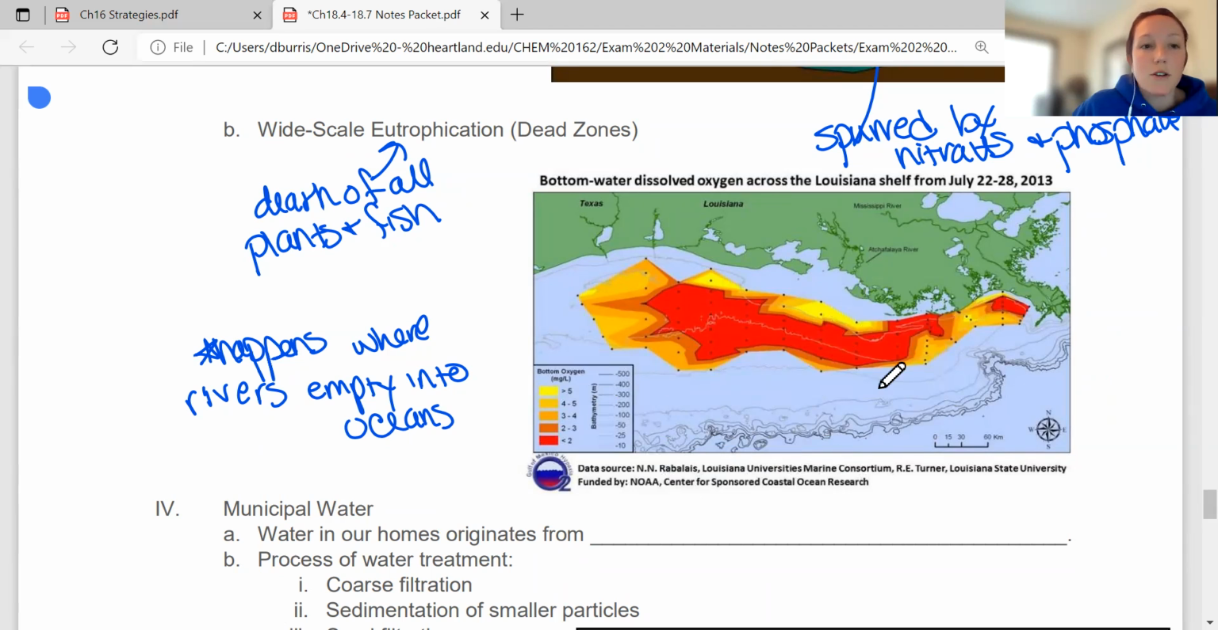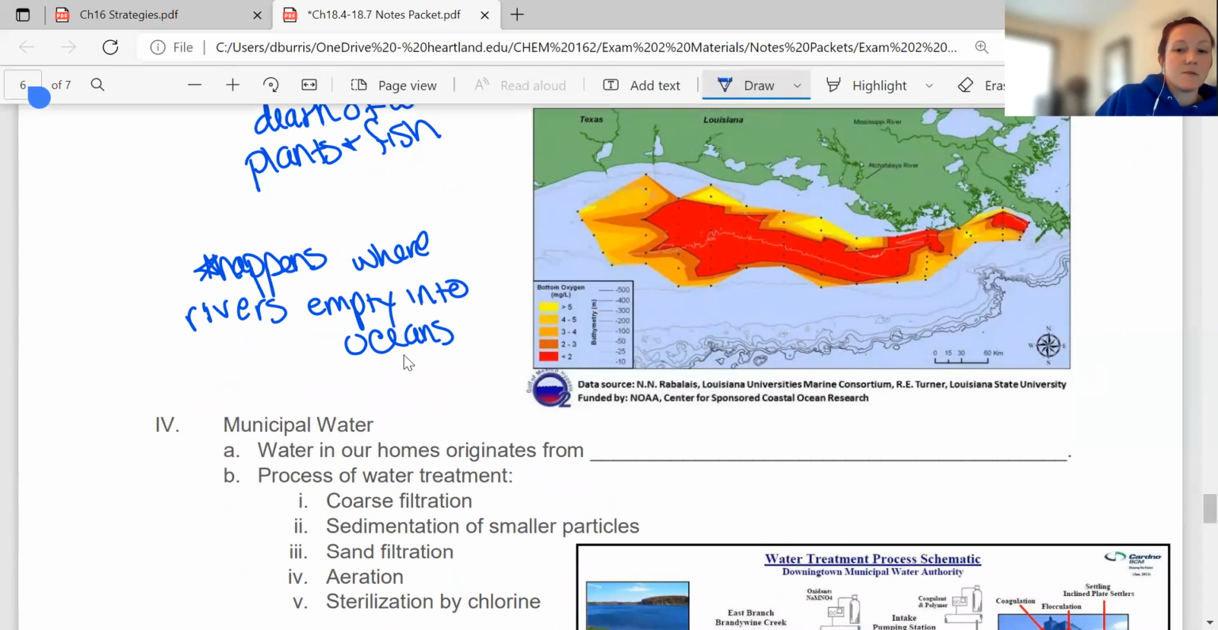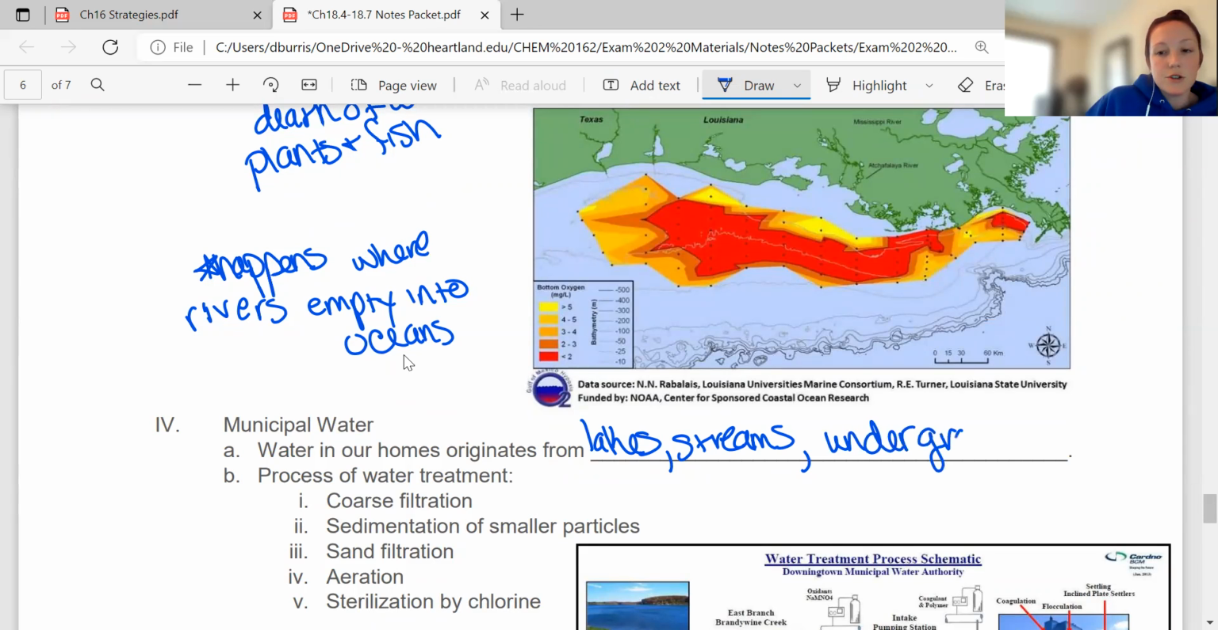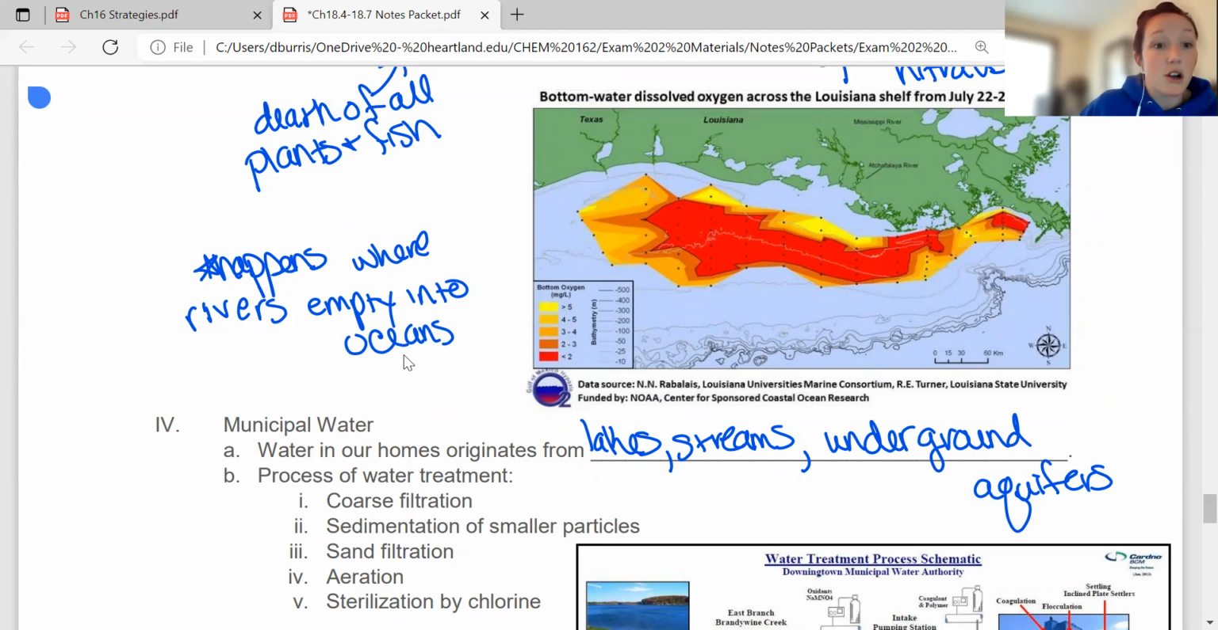Okay, so onto water that we drink, and that is municipal water. Water in our homes originates, and I already mentioned this earlier, from lakes, streams, and groundwater. Another word for groundwater is aquifers, so underground aquifers. We actually sit on top of, or pretty close to, a very large aquifer, and that's where we get a lot of our water. My hometown is right over one of the biggest aquifers in the Midwest, which is kind of cool. But that's where we get a lot of our drinking water.